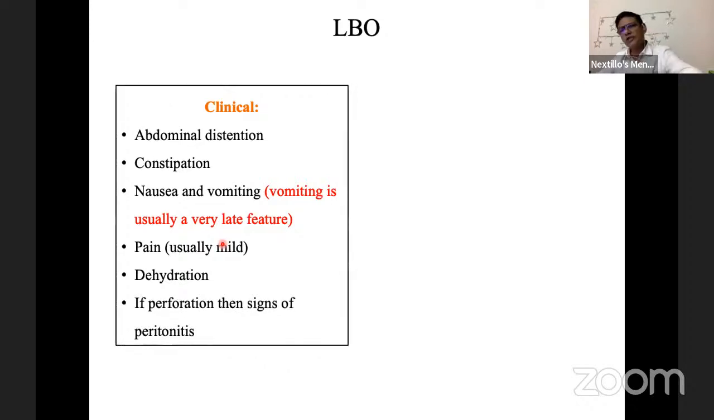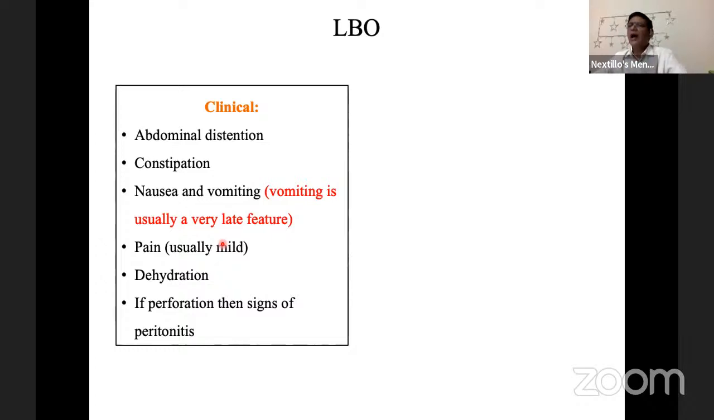So overall, the features remain the same. The only thing that changes over here is which feature is predominant. Nausea, vomiting, pain was predominant in small bowel. In large bowel, the predominant features are abdominal distension and constipation. Nausea and vomiting late, pain is usually mild.